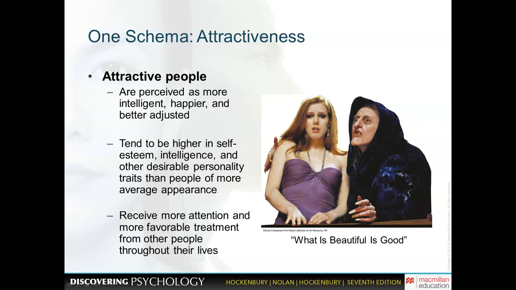Okay, so you might notice from this picture in the lower right, that is a scene from a Disney film called Enchanted. You notice that the sweet, innocent princess on the left is beautifully dressed and perfectly groomed. But the person on the right is the wicked stepmother, an old woman complete with a wart on her chin, a little bit less attractive for most. That's just an example of how the schema of attractiveness works, because we're culturally conditioned to associate beauty with goodness and evil with ugliness.